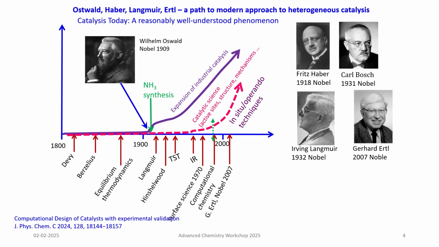So I just show you, this is Fritz Haber, 1918 Nobel, Carl Bosch in 1931 Nobel, and Irving Langmuir, 1932 Nobel. This is Langmuir. That's why we have a journal called Langmuir. Are you aware of the journal Langmuir? It is a journal for publishing your research findings. Very nice journal, and it is named after him. And then Gerhard Ertl, 2007 Nobel. He works at the Fritz Haber Institute in Berlin. He has many of these in situ techniques.